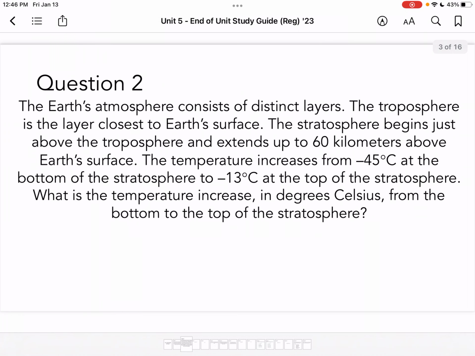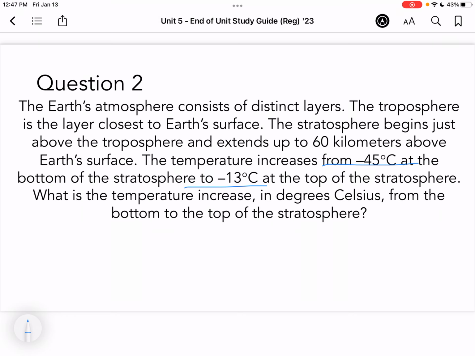The Earth's atmosphere consists of 2 distinct layers. The troposphere is the layer that's closest to the Earth's surface. The stratosphere begins just above the troposphere and extends up 60 kilometers above the Earth's surface. The temperature increases from negative 45 degrees Celsius at the bottom of the stratosphere to negative 13 degrees Celsius at the top of the stratosphere. What is the temperature increase in degrees Celsius from the bottom to the top of the stratosphere?